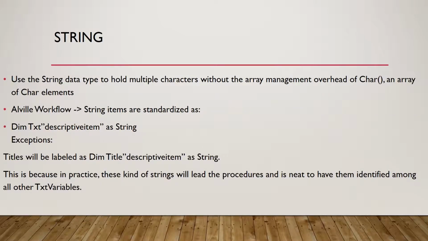String. Use the string data type to hold multiple characters without the array management overhead of char, an array of char elements. Alville workflow. String items are standardized as dim txt descriptive item as a string. Exceptions. Titles will be labeled as dim title descriptive item as a string. This is because in practice, this kind of string will lead to the procedures and there is a need to have them identified among all other text variables.